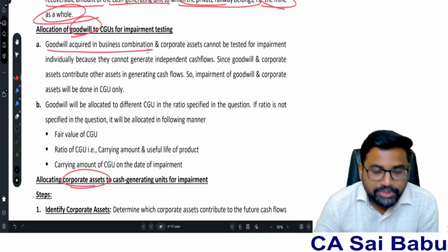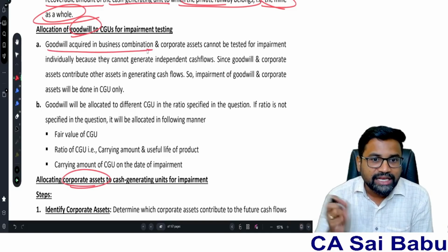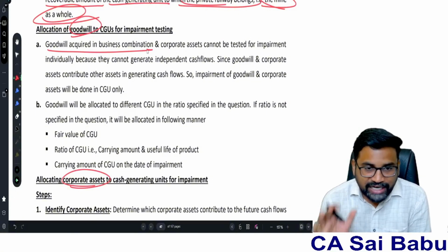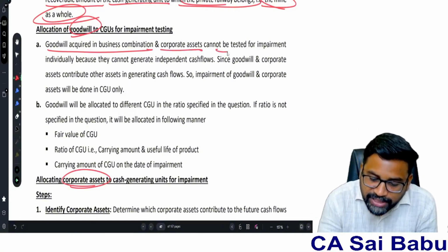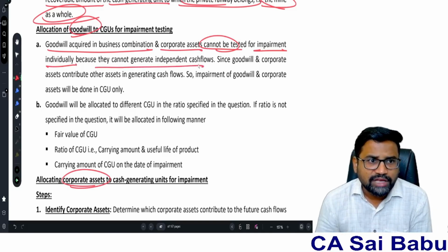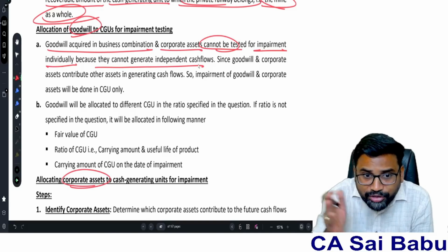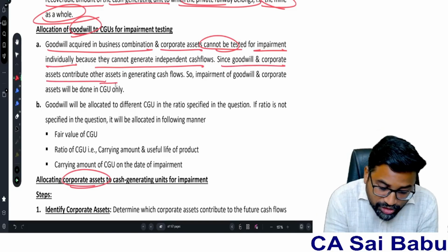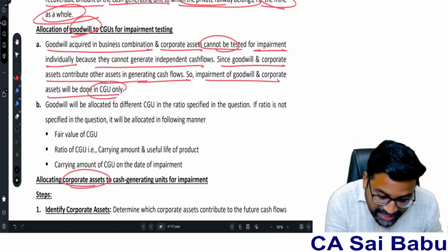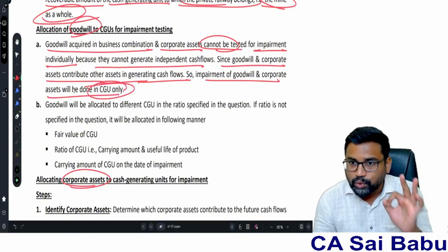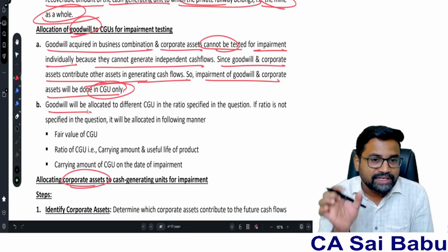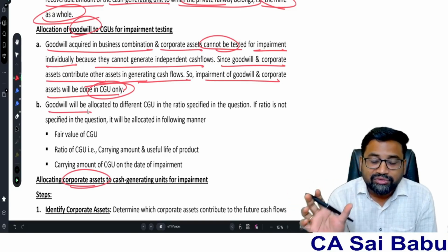So the first thing you need to remember is goodwill, that too goodwill which is acquired in a business combination. When you acquire any company, when you invest in any company, in that process, whatever goodwill you generate, that goodwill and corporate assets cannot be tested for impairment individually, because they cannot generate independent cash flows. Alone, they cannot generate. They just contribute, since goodwill and corporate assets contribute to other assets in generating cash flows. So impairment of goodwill and corporate assets is done in the CGU only. First we talk about goodwill. In the question, suppose they have given cash generating units, they will also give the goodwill of the organization.